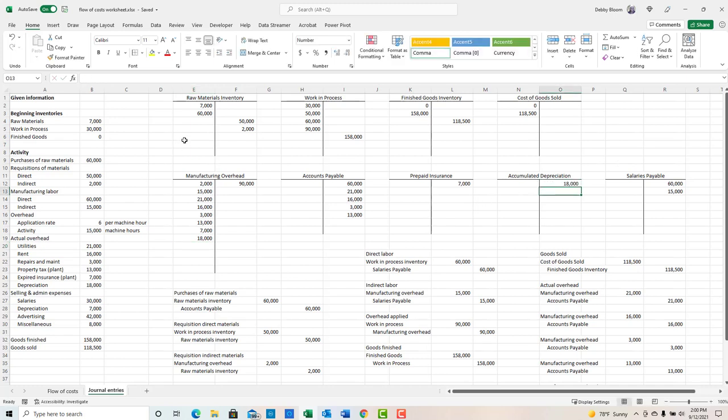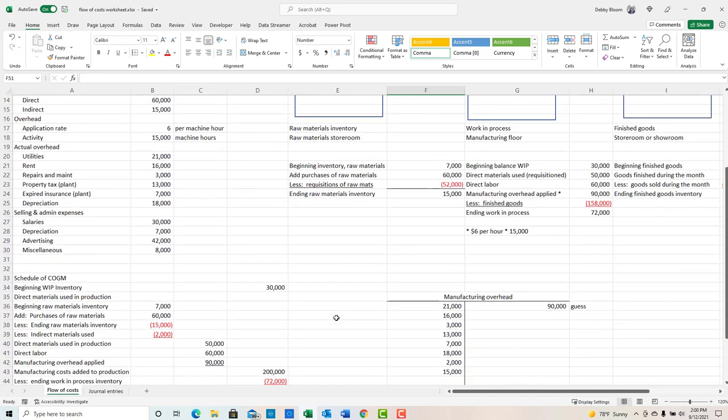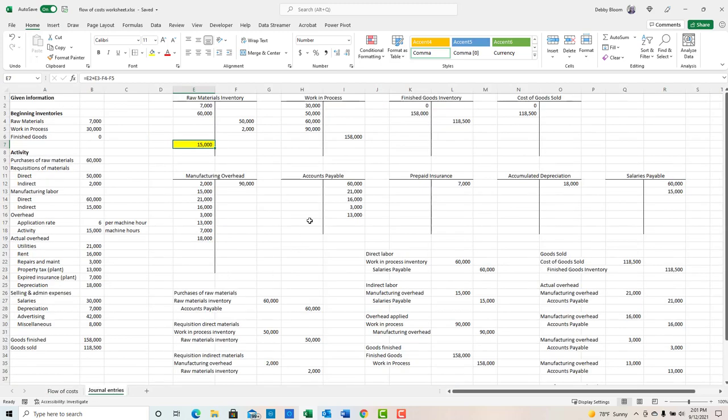Now let's look at the ending balances in each one of the accounts. So for raw materials inventory, I start with 7, add 60, subtract 50,000, and subtract 2,000. And I come down to 15,000 in my ending raw materials inventory. I'll color that in yellow so you don't confuse that with a posting. And notice we did come down to our ending raw materials inventory as 15,000.